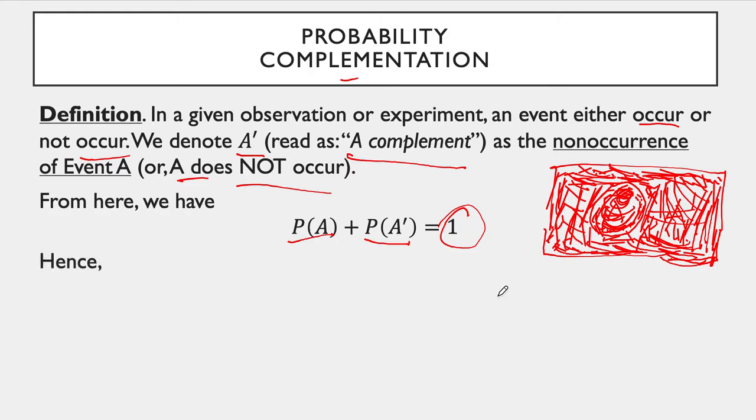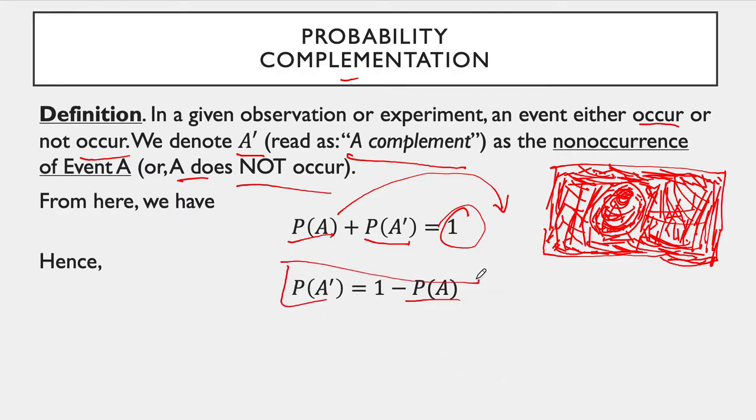Hence, we can use some algebra to transpose the probability of A to the other side. We can say that the probability of A complement is equal to 1 minus its original probability. So take note of this formula. We're going to face this again in a while.